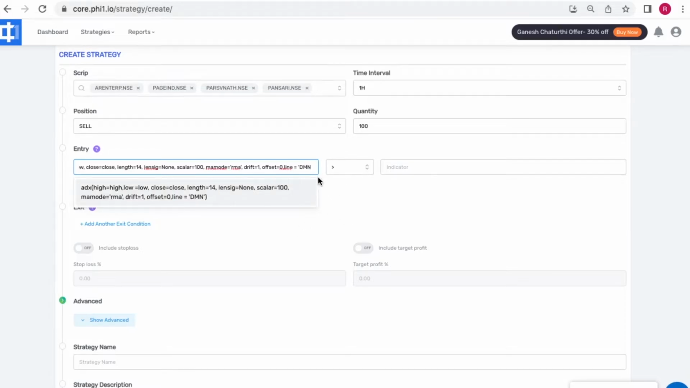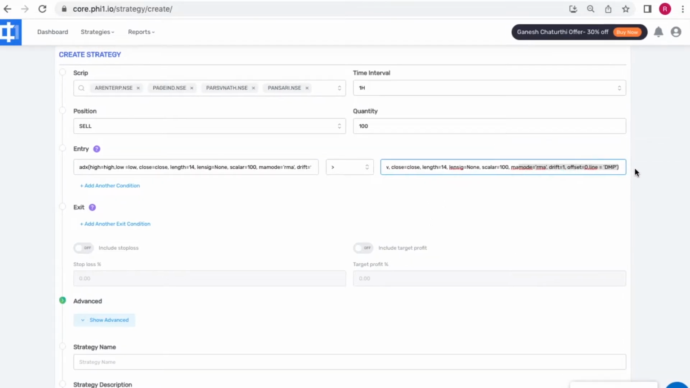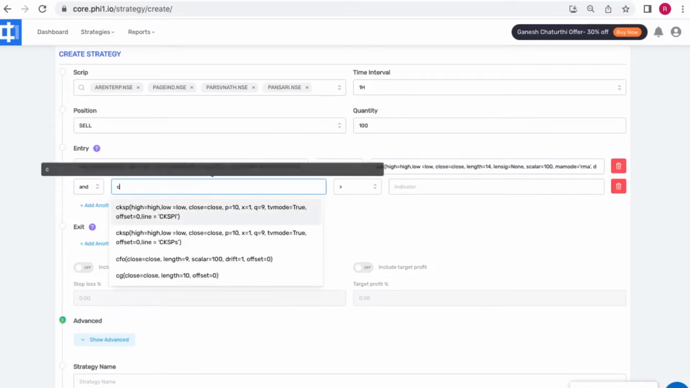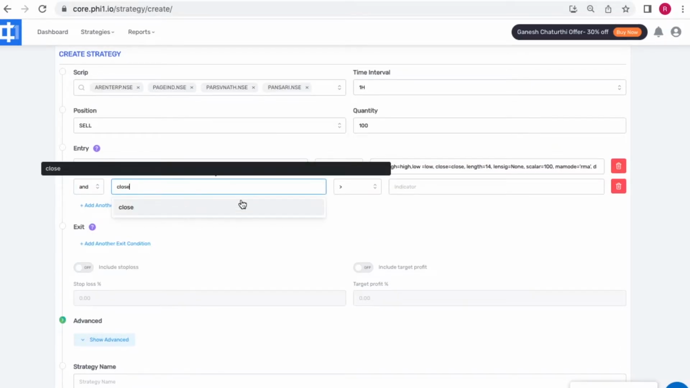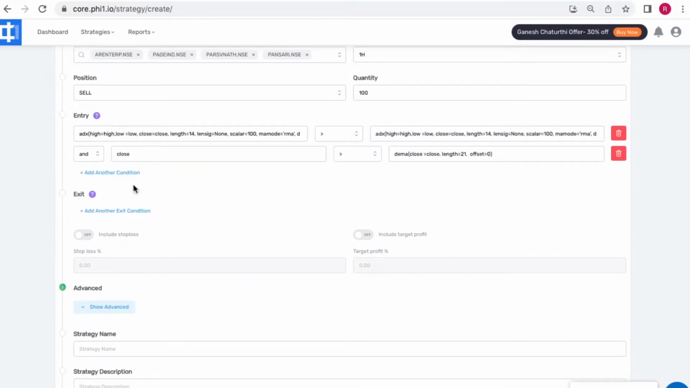Here we're taking a condition that when the DMN or the negative DMI line crosses above the positive DMI or the DMP line, we're adding another condition that when the price closes above the 21-day DEMA, change length to 21. There you go. And the exit condition here would be when either your stop loss of 3% or your target profit of 5% is met.